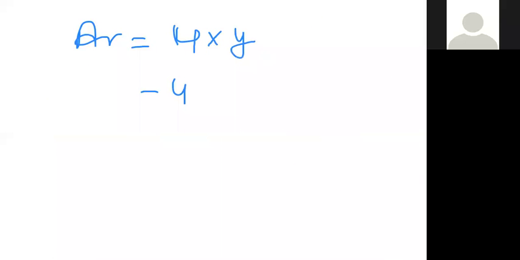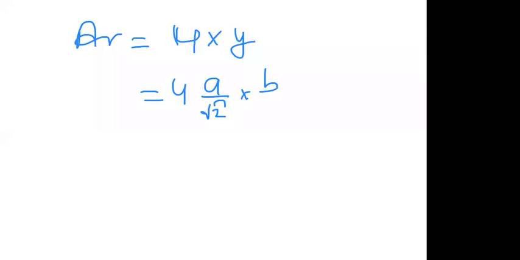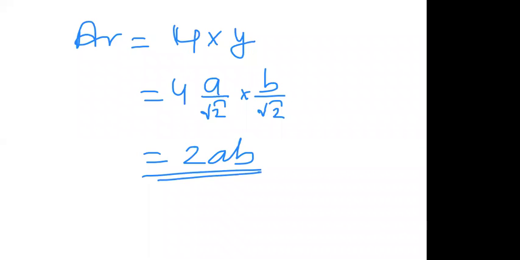So now area. Area was 4xy. So it will be 4, x is a upon root 2 and y is b upon root 2. So it will become root 2 into root 2, 2ab is the maximum area.